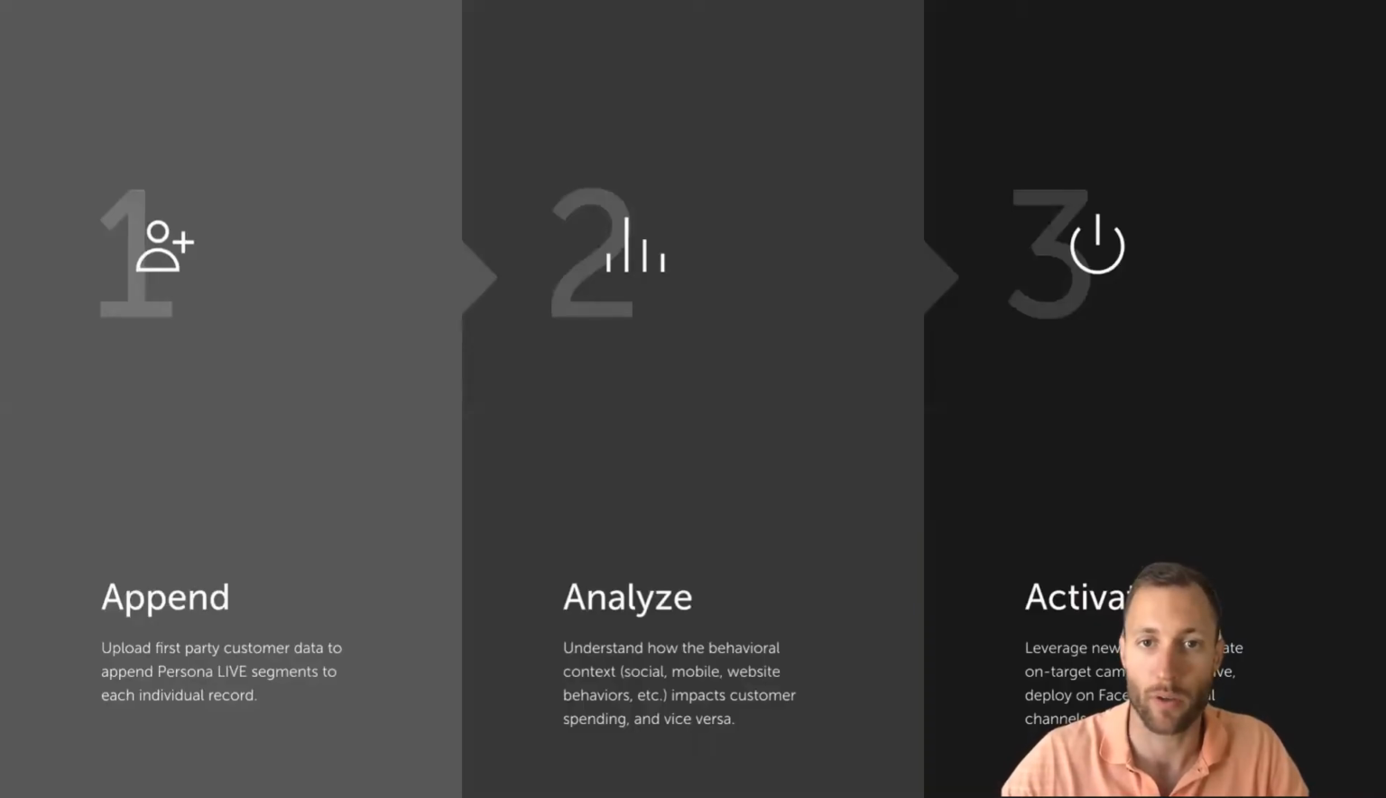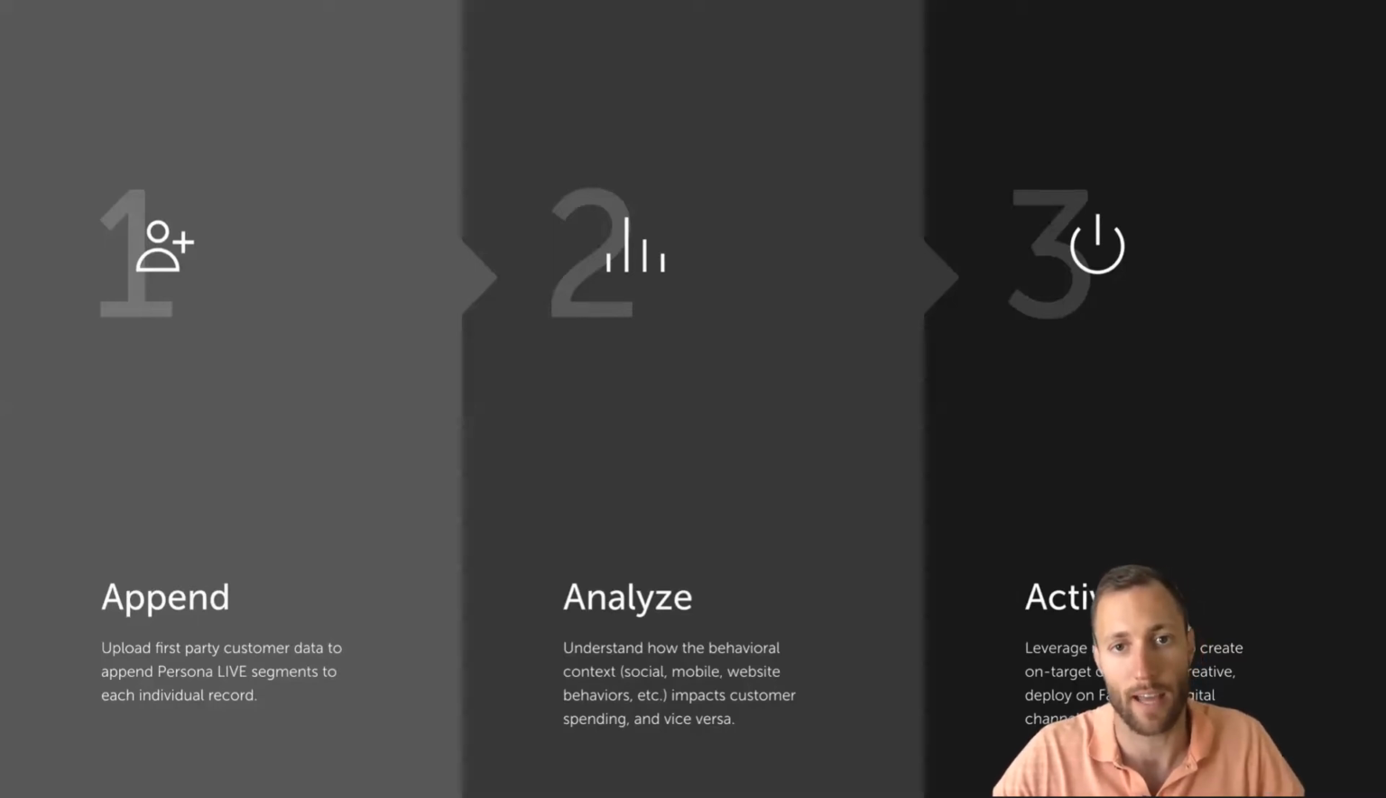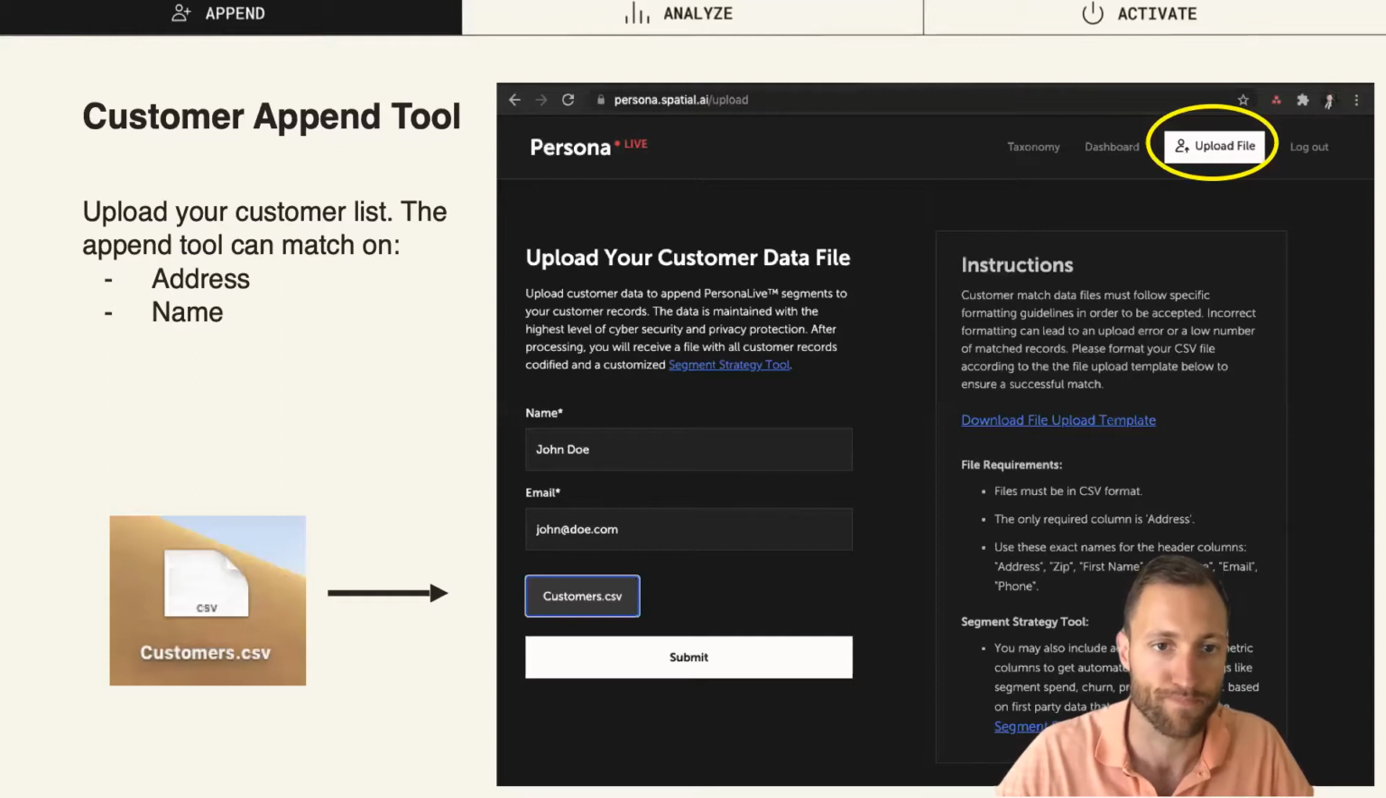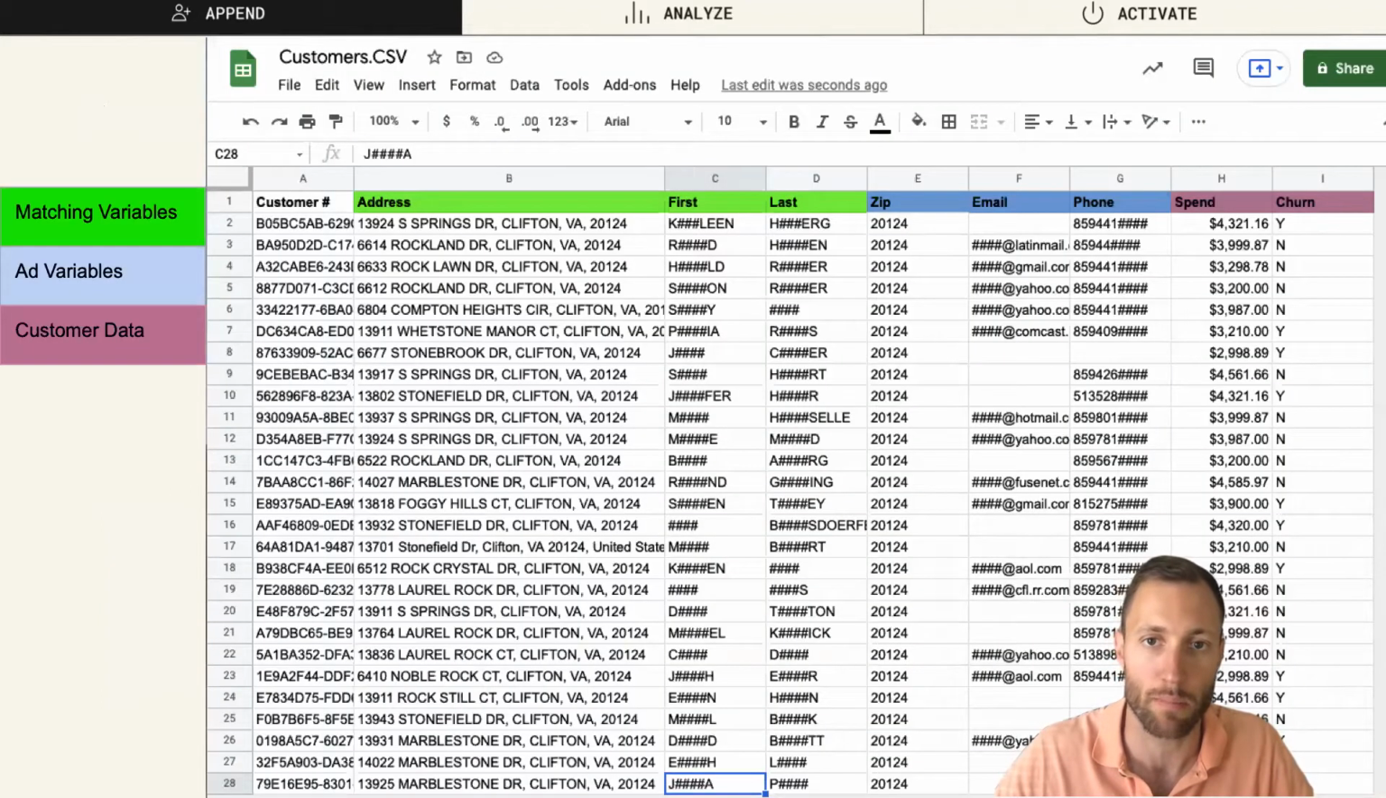This is really part two of a three-step series: appending customers, analyzing, which is what we're going to be talking about, who are our best customers and what are the threats, and then finally, activating them on digital channels. We're going to be using our fictional insurance company for this example. In our last video, we talked about how they uploaded and appended their data using the Append tool.